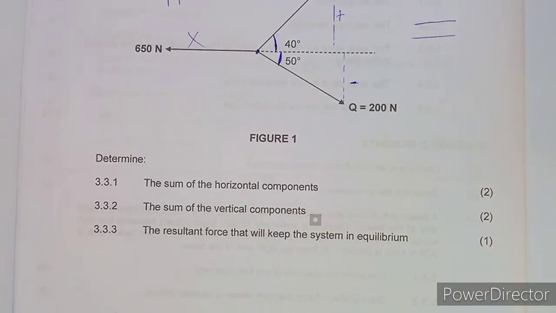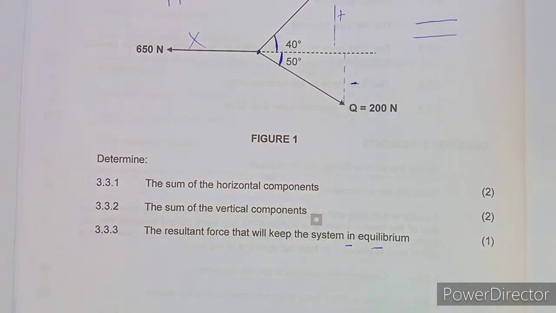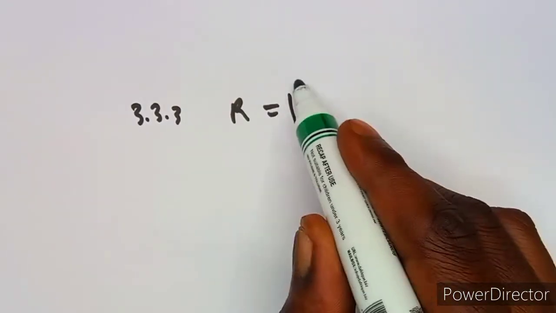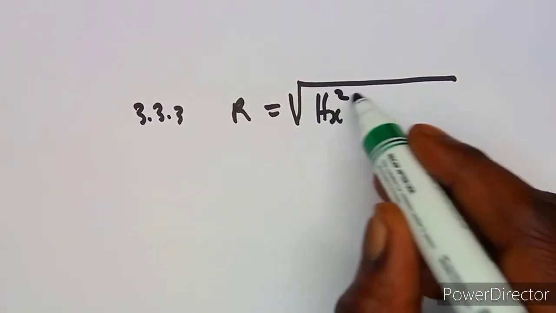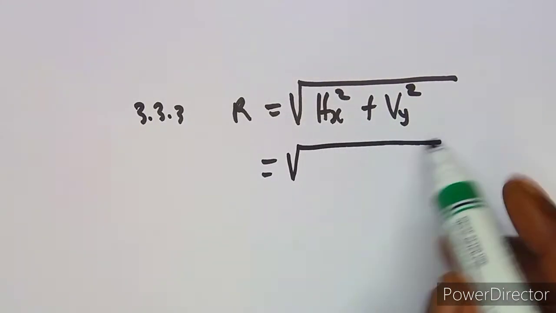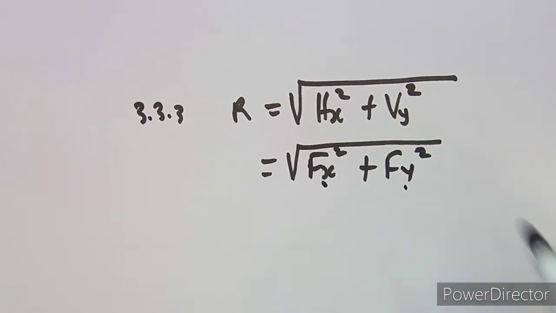Then what's the question now? Determine on 3.33 the resultant force that will keep the system in equilibrium. What is going to be the resultant force? So we need the resultant force in this case. The resultant force, definitely guys, we are not given to calculate the direction, just the resultant. So we know that the resultant is given by this formula, that is 3.33. If you're calculating the resultant, it is the square root of the horizontal component squared plus the vertical component squared. Or if it is a force, it can be like this, Fx squared plus Fy squared, still one and the same thing.